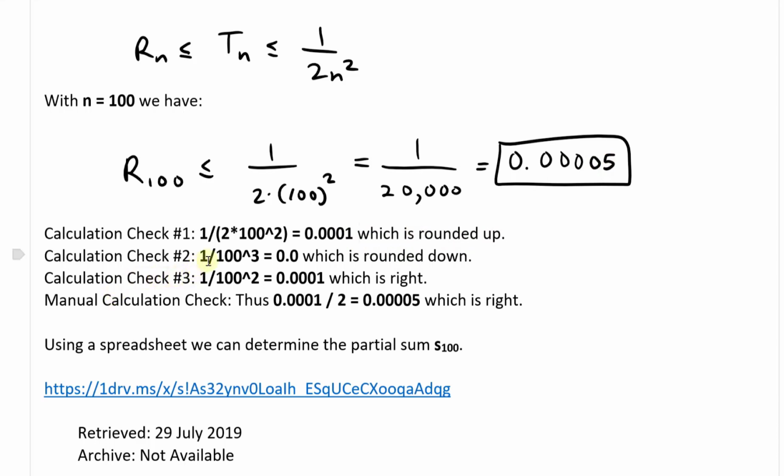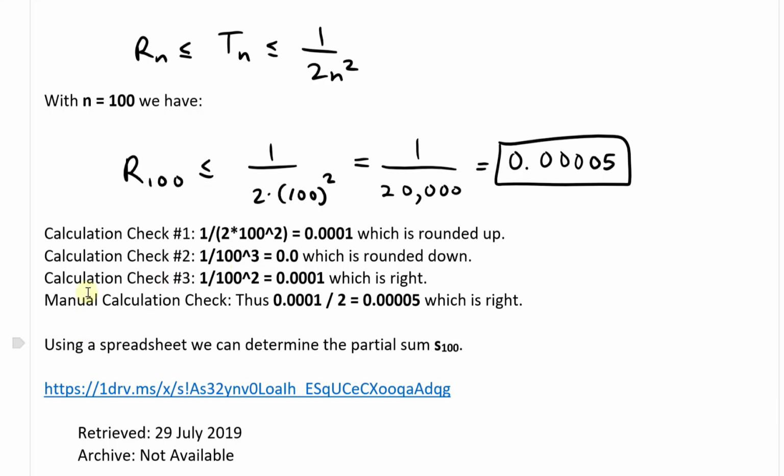So calculation check number 2: 1 divided by 100 to the power of 3. This equals 0. This one is squared, I just put an extra 0 there. That's a calculation check like that. This equals 0, which is rounded, because it's not supposed to be 0. It's supposed to have another couple of zeros there, actually.